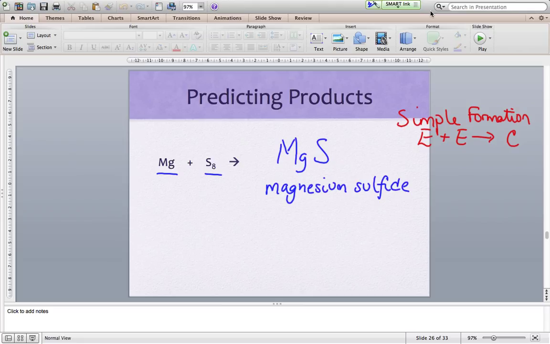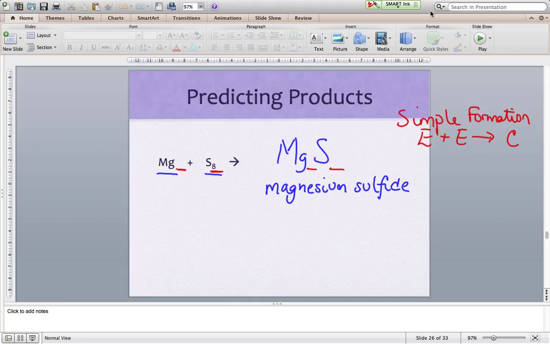Now, let's pay close attention here. The subscripts on Mg and S are not the same as the subscripts that we have written on the reactant side. That's very important that you know that. Subscripts in ionic compounds come from crossing the charges down. They don't come from anywhere else.